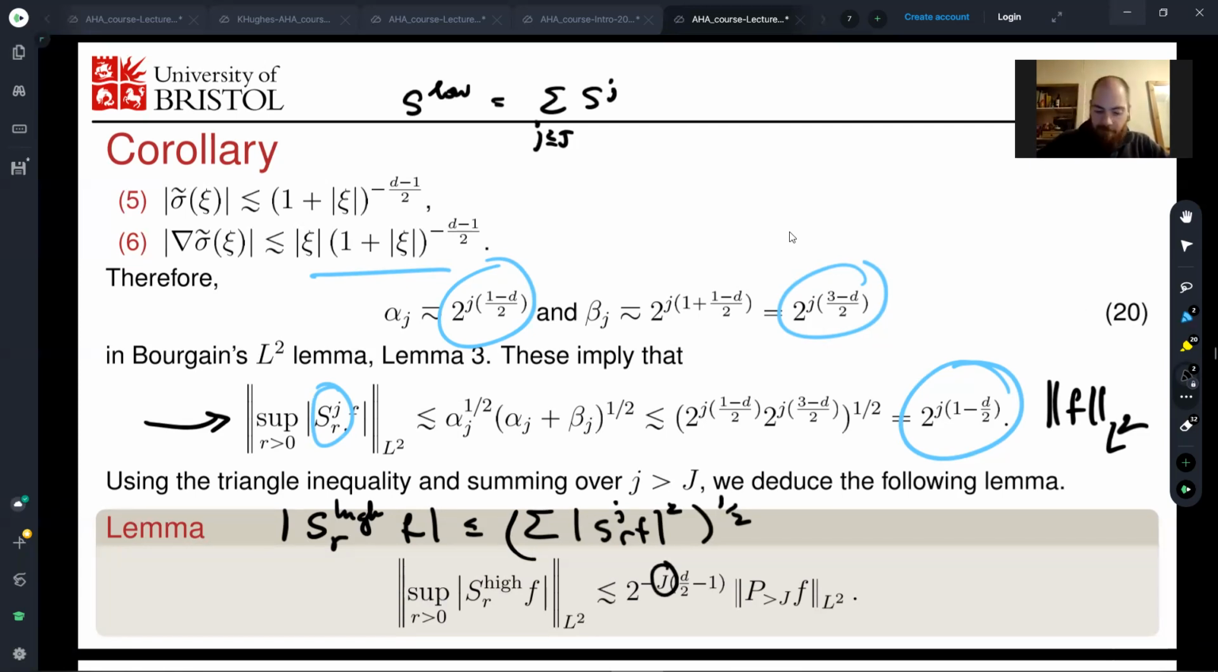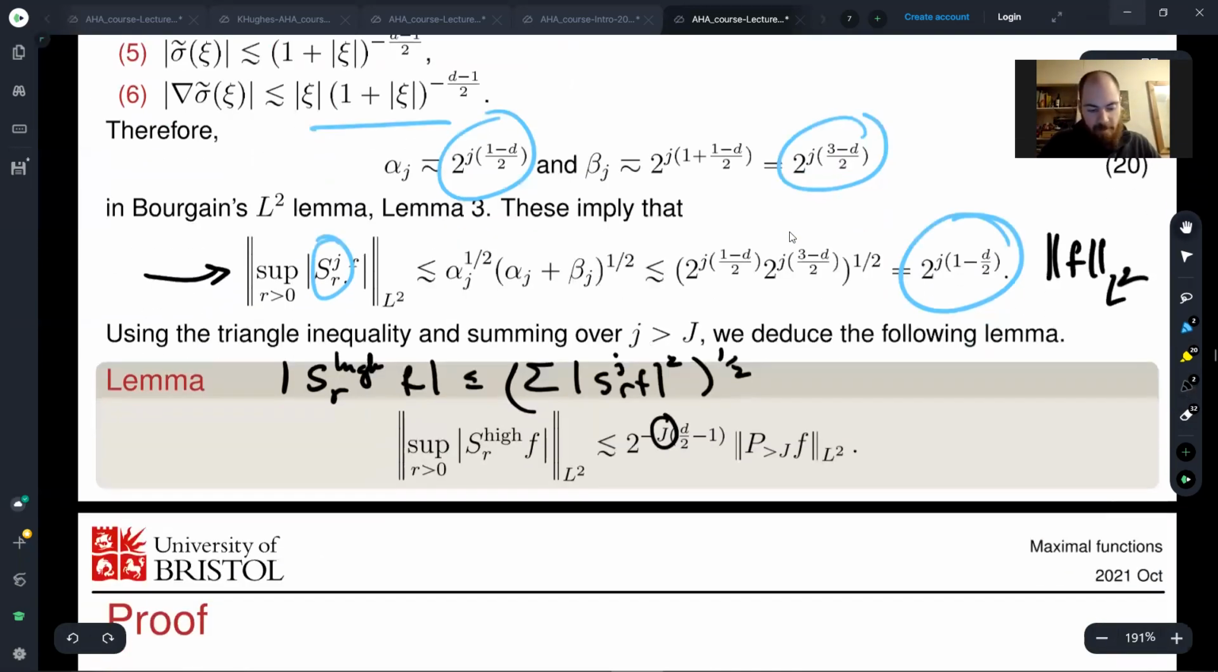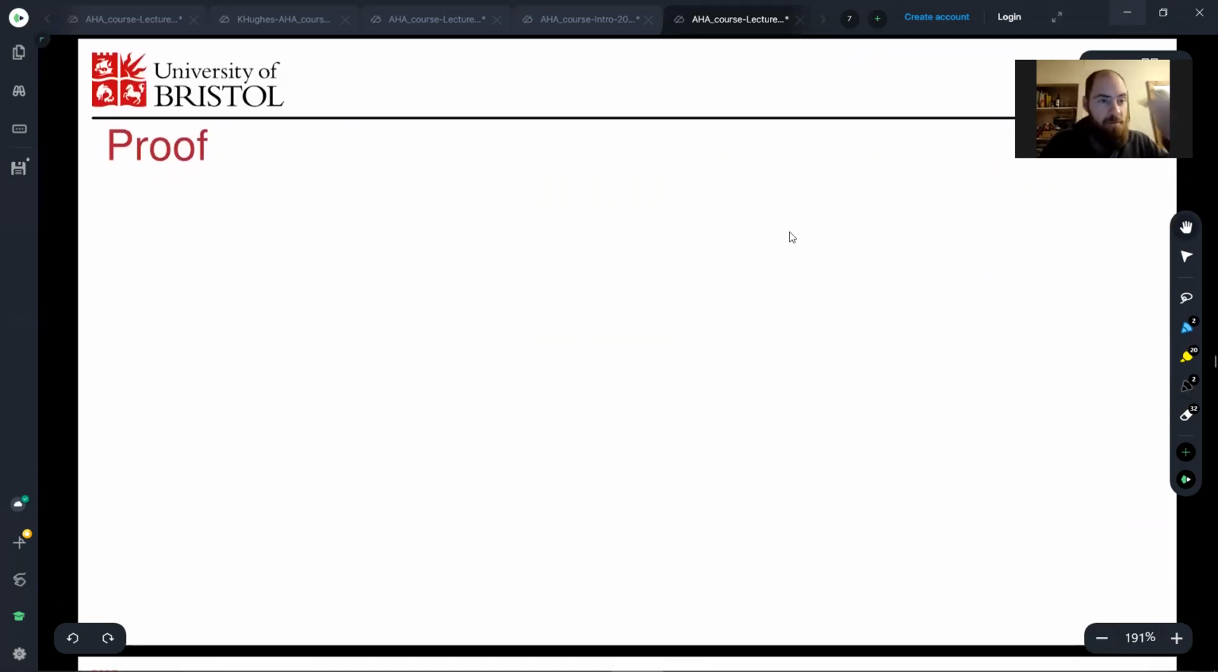Now we would like to say take j to minus infinity so that we could recover the whole function, or the whole operator, spherical averages. But this operator norm blows up as you take j to minus infinity. So it's not good for us. Anyways, let's go on to the proof.